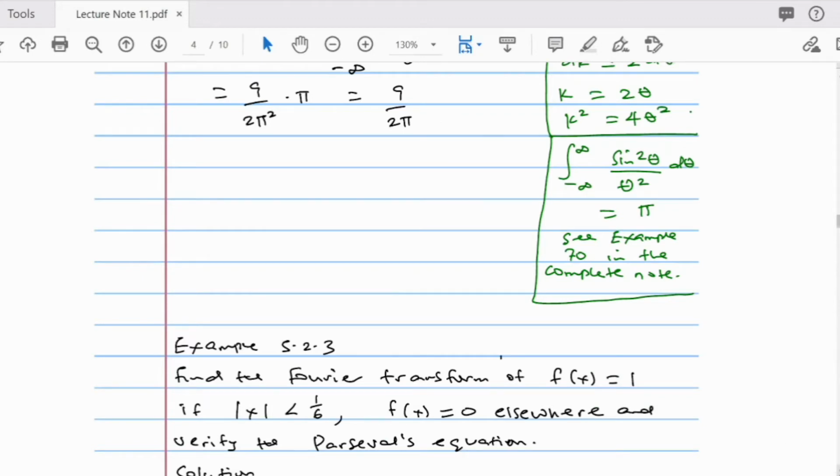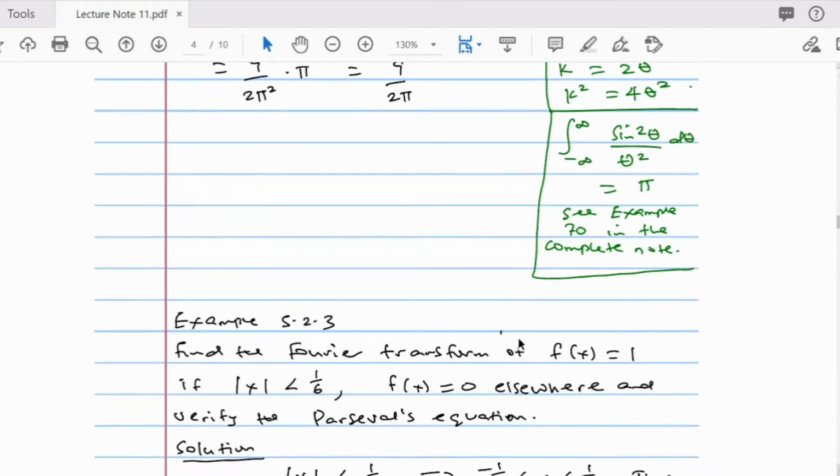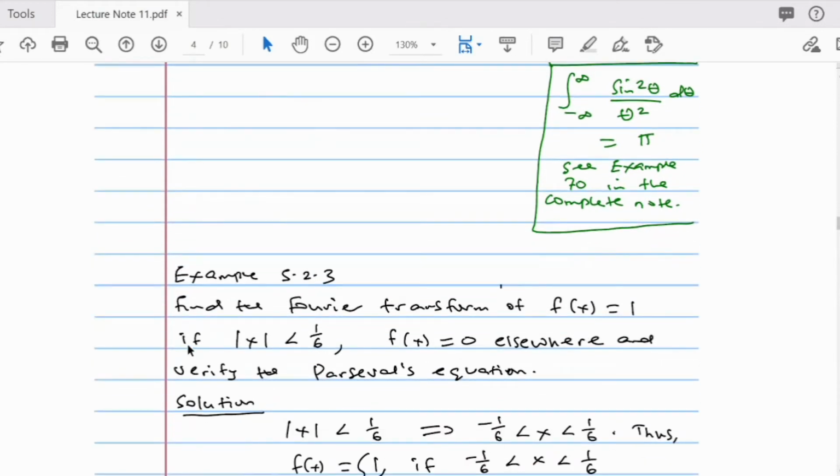Okay, so let's look at the next example, which is 5.2.3. We are given the function f of x, which is 1 if the absolute value of x is less than 1 over 6, and is 0 elsewhere. We want to verify the Parseval identity. We want to find the Fourier transform first, which is our f of k.